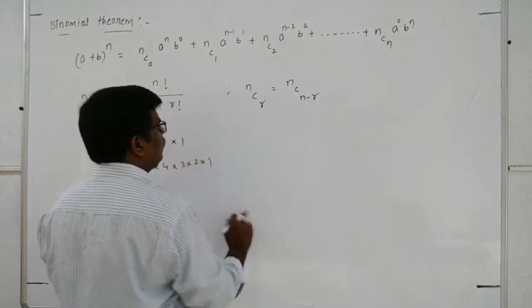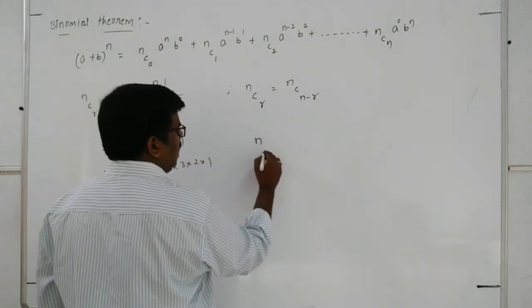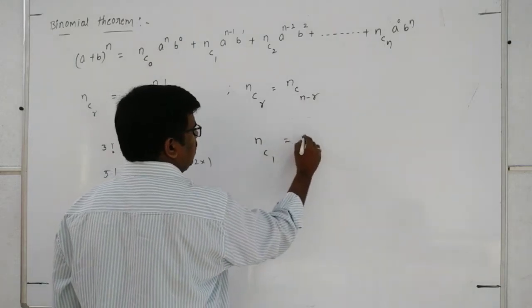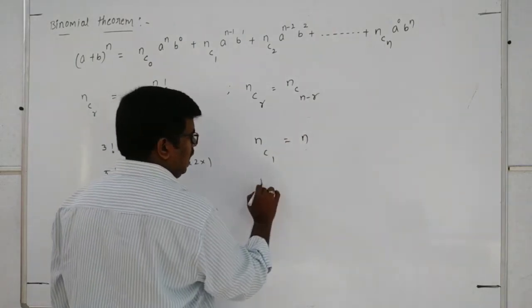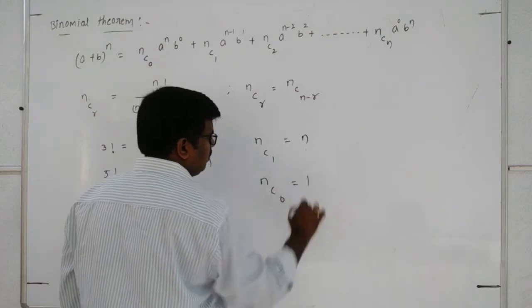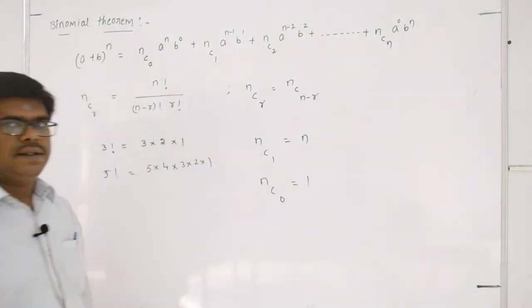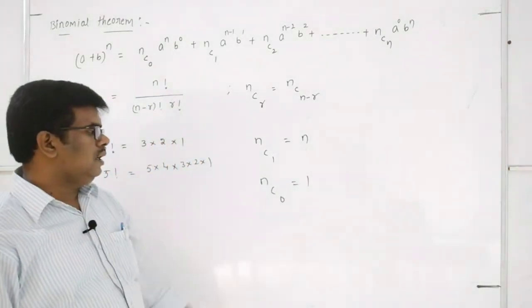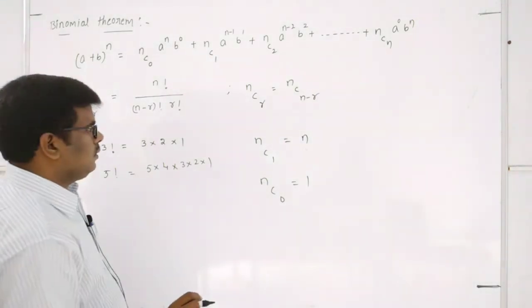One more thing. NC1 is nothing but n only. And NC0 is nothing but 1. NC1 is n and NC0 is 1. Next.